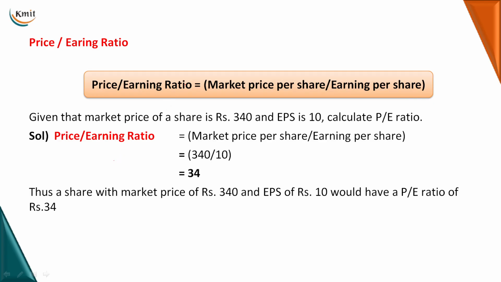Price earnings ratio. Price earning ratio is equal to market price per share divided by earnings per share. For example, if the market price is 340 rupees and earnings per share is 10, calculate the price earning ratio. It is market price divided by earnings per share, which is 34. Thus, a share with a market price of 340 and EPS 10 would have a price earning ratio of 34.